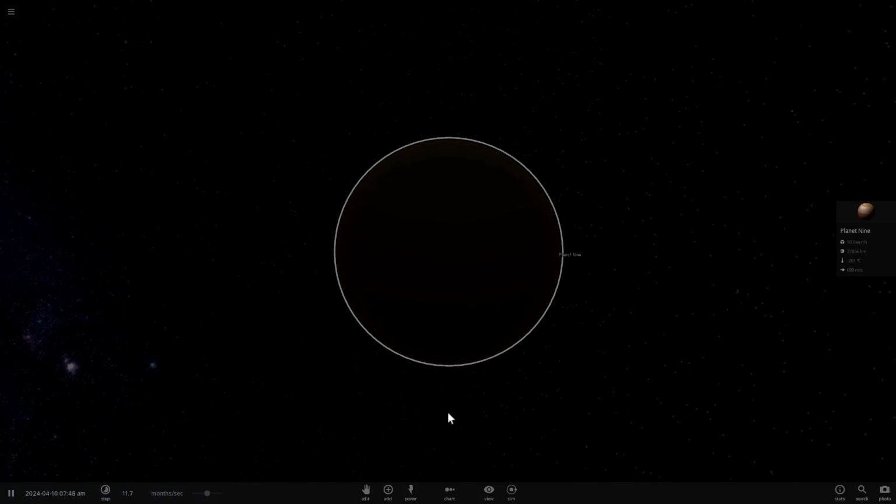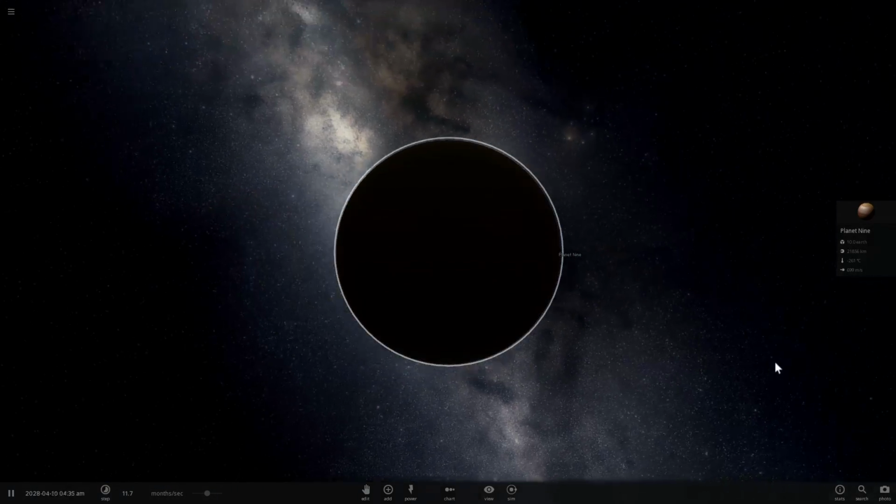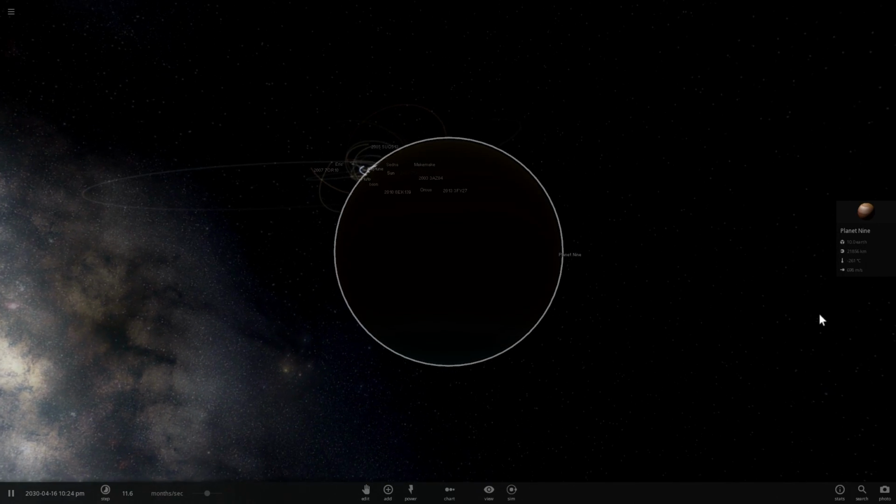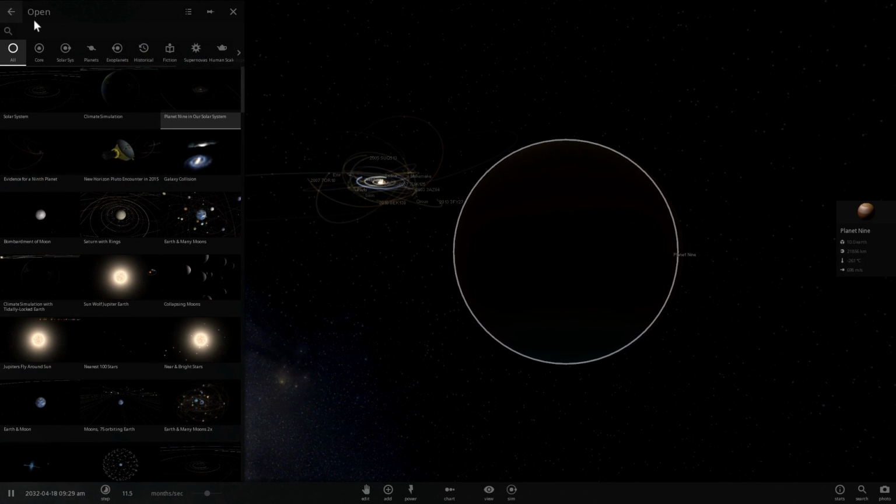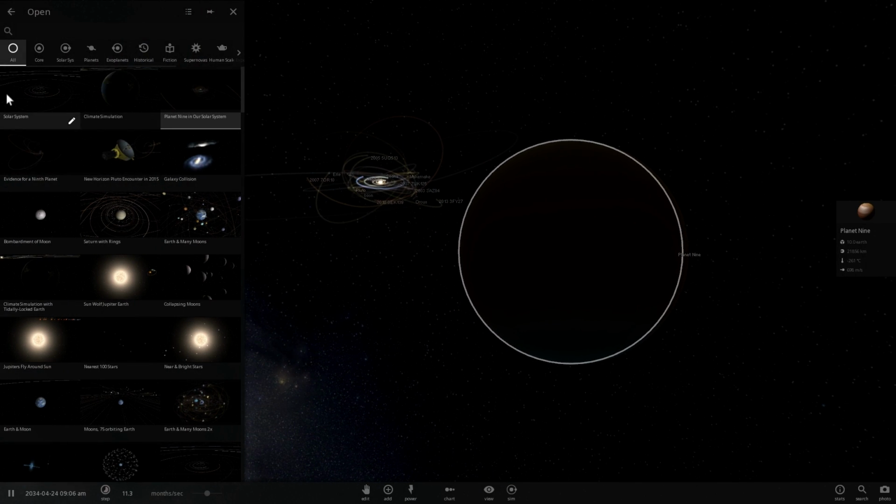In version 18.2 of Universe Sandbox 2, Planet 9 has actually been added as one of the simulations to the game. You can reach these two simulations by going into the main menu, and here we have Evidence for Planet 9 and Planet 9 in our solar system.